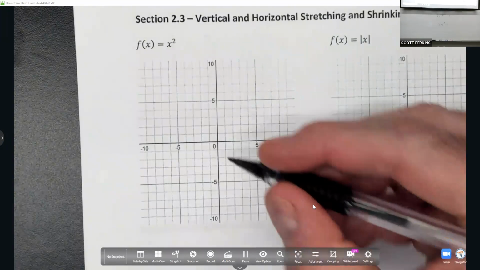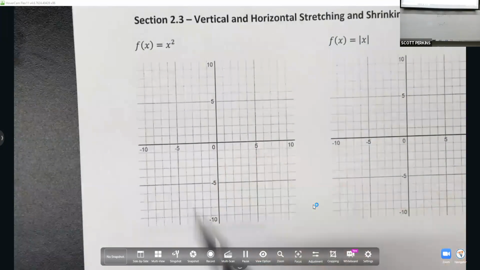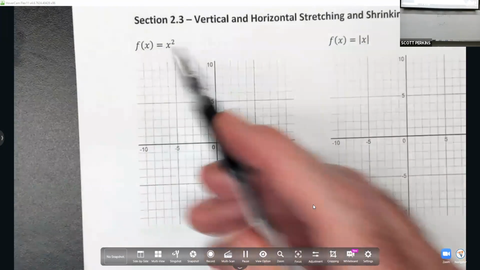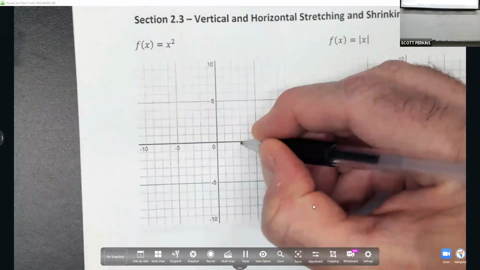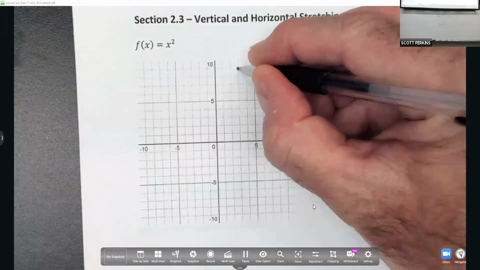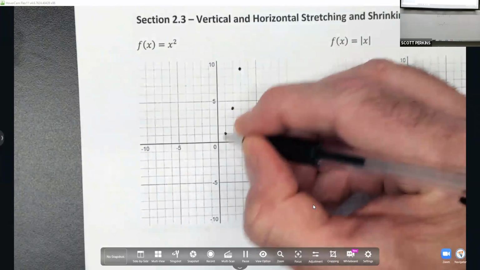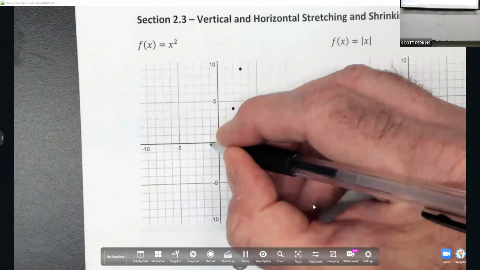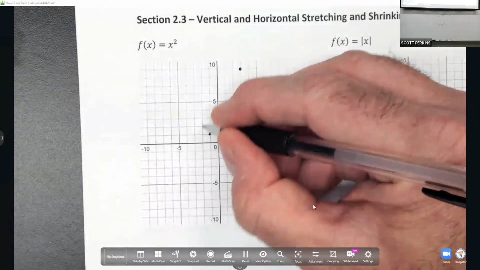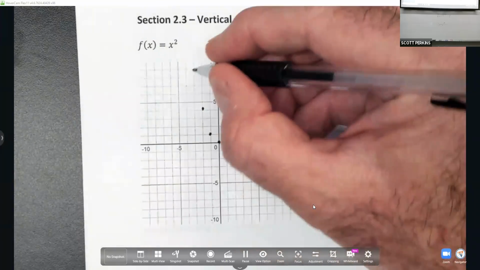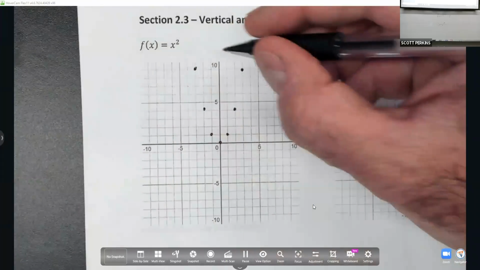So here goes. This is the x squared graph. Remember, that means whatever x I plug in, I'm squaring. So when x is 3, when I square it, I get 9. X is 2, I square it, I get 4. X is 1, gives me 1, 0 gives 0. When I square negative 1, I get 1. Negative 2 gives me 4, and negative 3 gives me 9. And there is my graph.